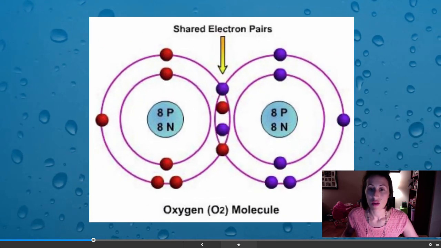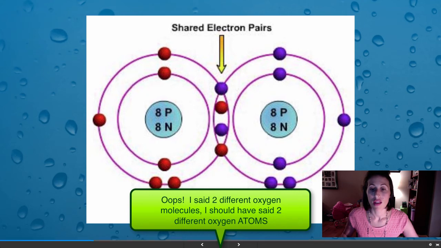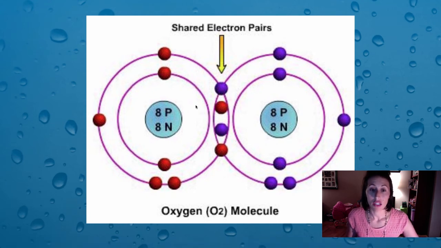Now I'm going to show you another picture. This picture is looking at 2 atoms that have come together. This is actually 2 different oxygen atoms, and if you look here, they've got them in different colors just so you can see the difference. If you look in the very center of each of them, it says that they have 8 protons and 8 neutrons, and it's the same over here, 8 protons and 8 neutrons, okay? That means they should also have 8 electrons.